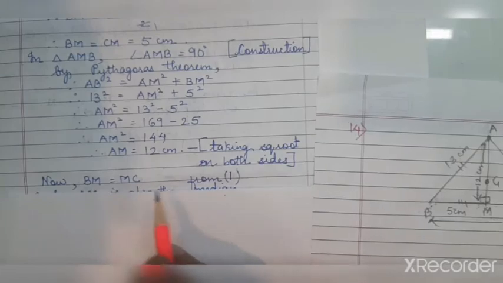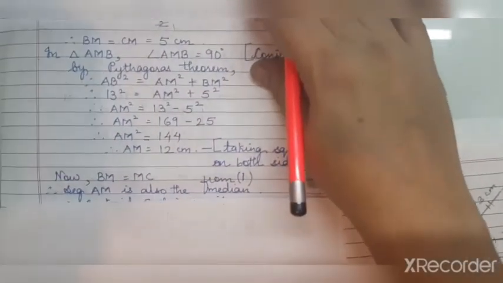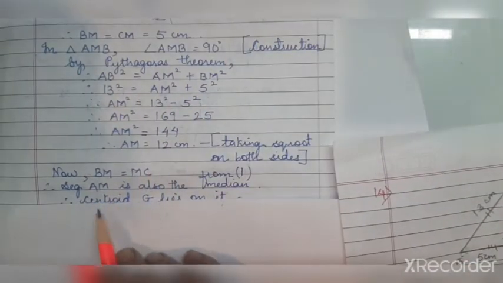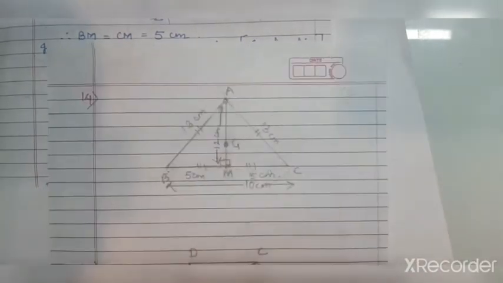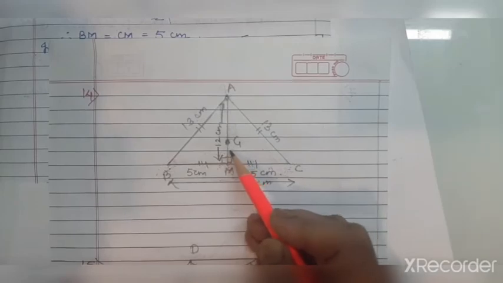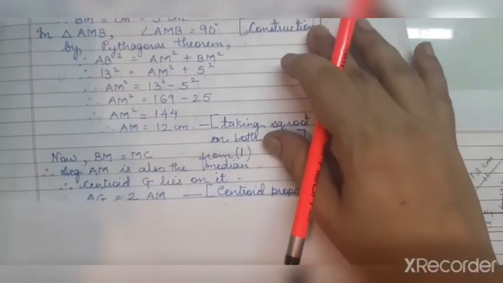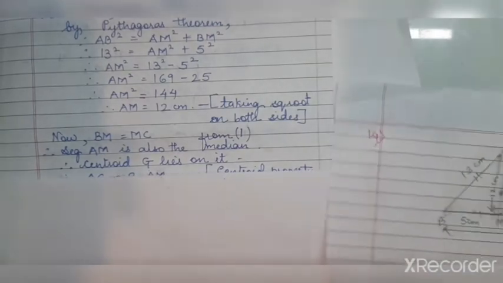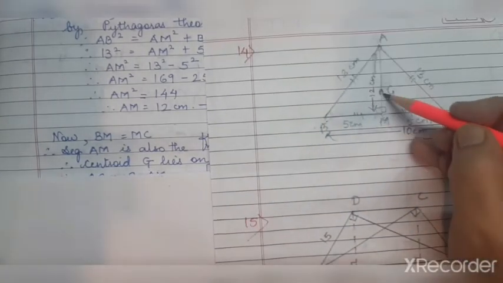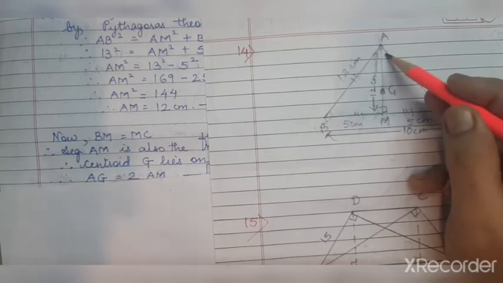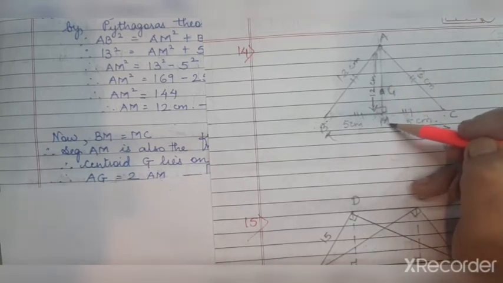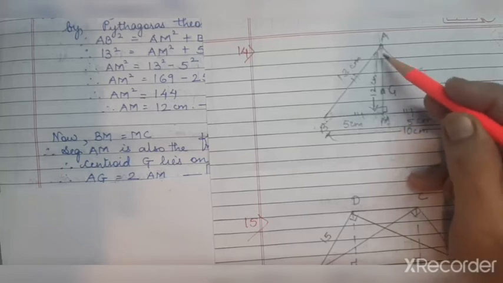BM is equal to CM. We have proved in statement 1 after proving the triangles are congruent. Now if BM is equal to MC, then AM becomes a median, and therefore this point G which we have taken becomes a centroid. Now the property of a centroid which we studied in the 9th standard: if AM is a median and G is a centroid, AG is 2/3 of AM. The other property is GM is 1/3 of AM.